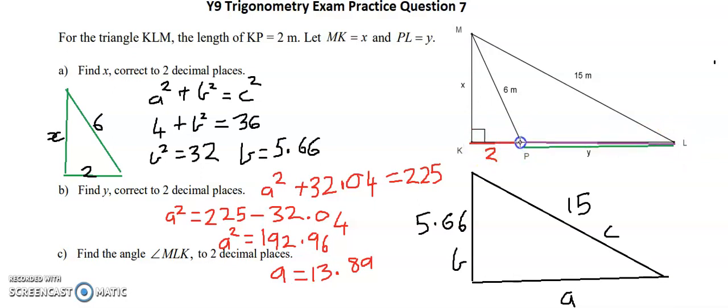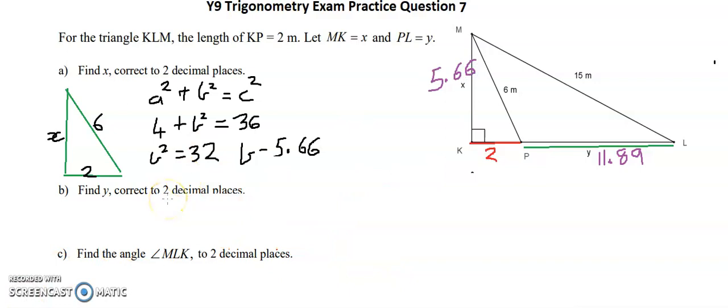Y is just P to L. So we need to take away 2 to be able to find that distance. So we now need to just take away 2. And that gives us 11.89. Now let's clear this so we can look at the third part of this task.